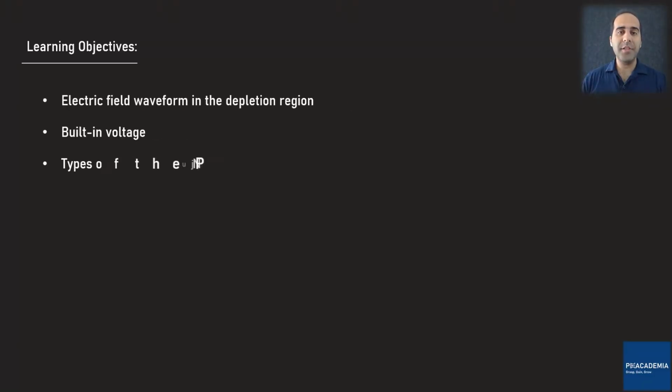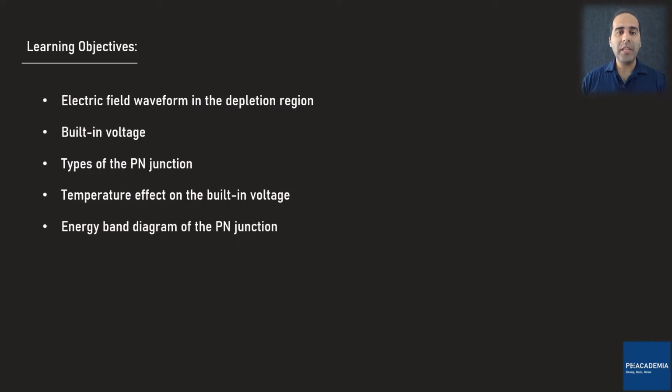By the time you finish this lesson, you will learn the electric field waveform in the depletion region, built-in voltage, type of the PN junction, temperature effect on the built-in voltage, and the energy band diagram of the PN junction.